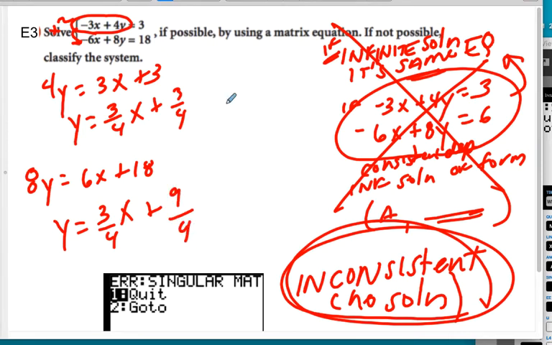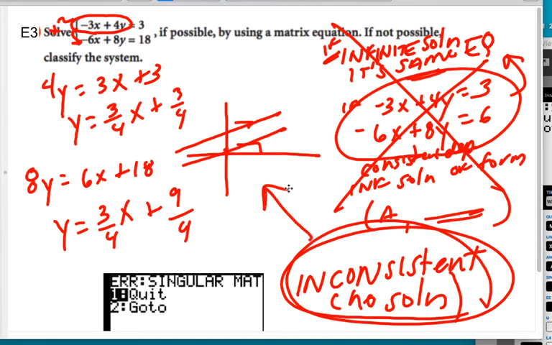So what you're getting here is a system of parallel lines that have a slope of 3/4, but have different y-intercepts. One of them looks like this, kind of just above 0, and one of them looks like this. That's what's happening. These are parallel lines, right? So there's no solution and it's inconsistent.